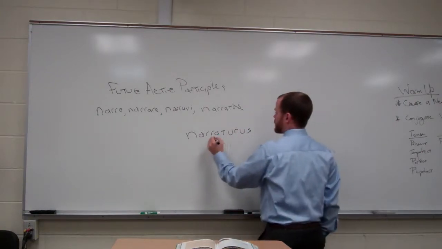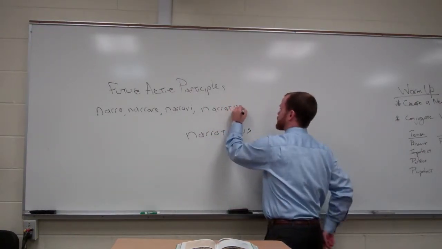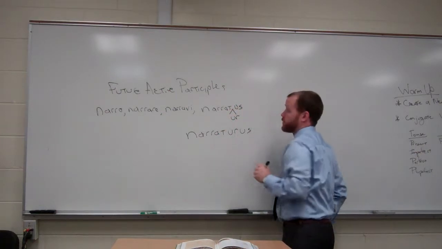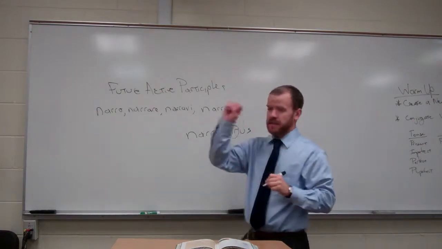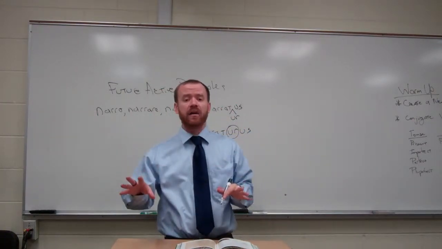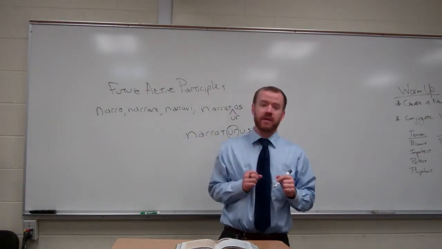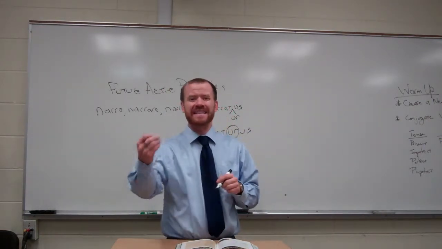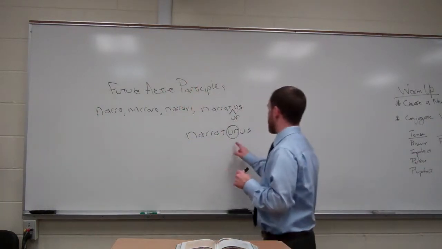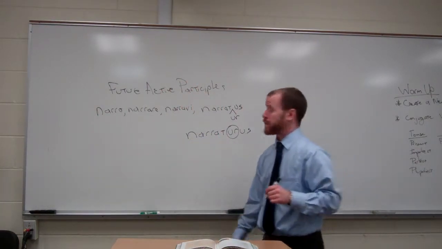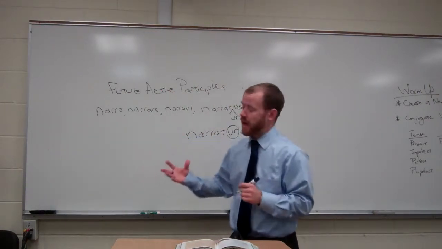Or you can think about it, you take naratus, and you insert a UR there. This UR is the indicator that you have a future active participle. Just like the BA indicates that you have an imperfect tense verb, or the NT indicates that you have a present active participle, this UR is the important thing to remember. Alright? And that's all you have to do. So you just take your fourth principal part and you add to it.